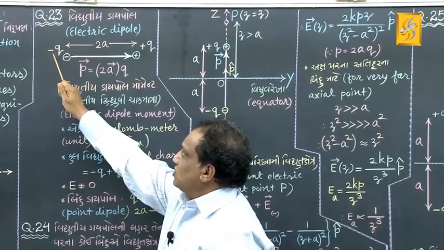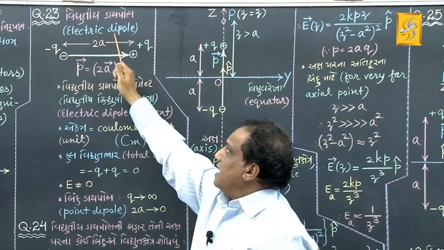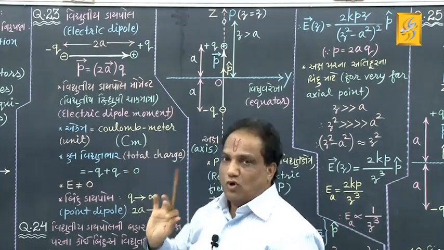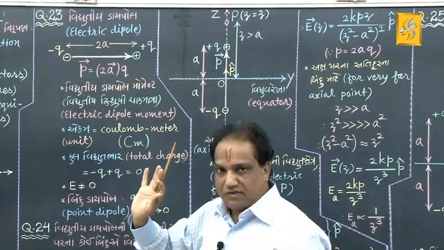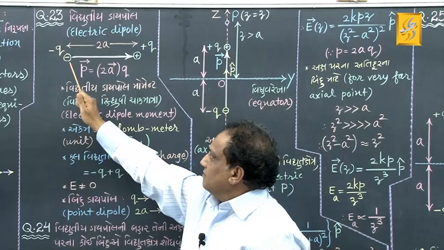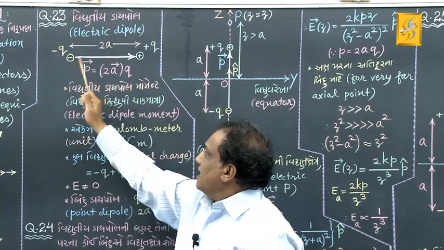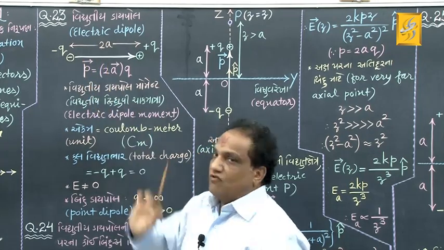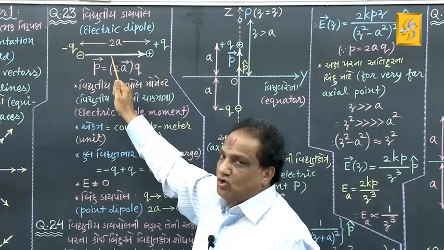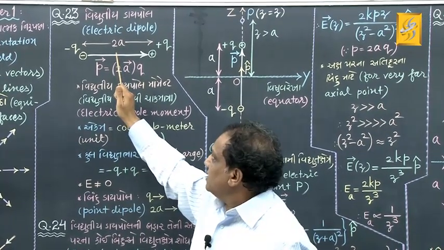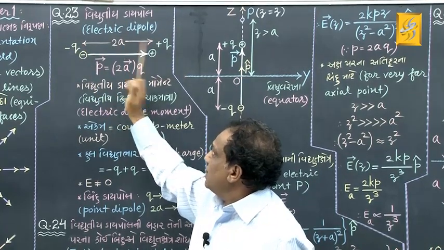Here is the negative charge of the dipole. Here is the positive charge of the dipole. Di means 2, pole means polarity. There are 2 polarities, one negative and another positive. Now, these 2 charges are separated by a finite distance, and let it be 2a, where a indicates the distance of either charge from the midpoint of the dipole. When this distance is a, and this is also a, totally it is 2a.